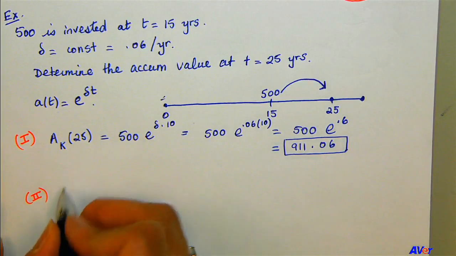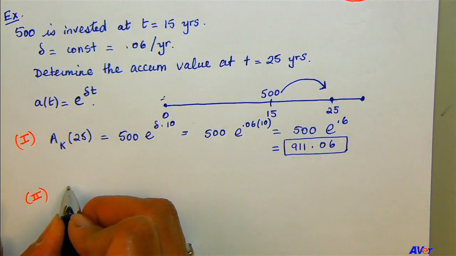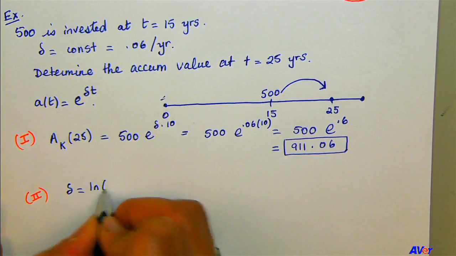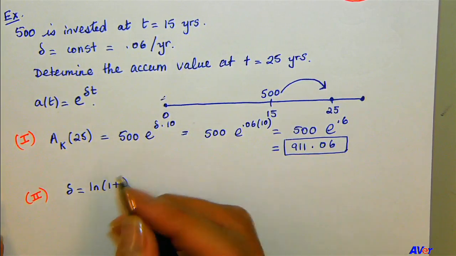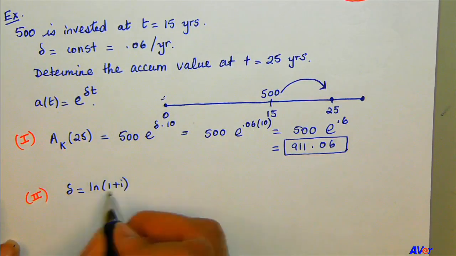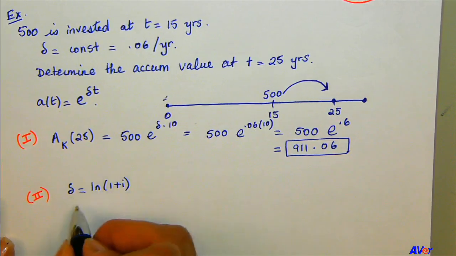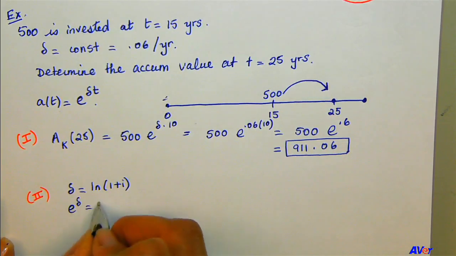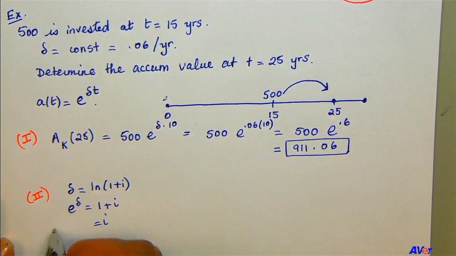So this is the only formula I know, right? Delta equals ln of 1 plus I. If I begin there, it's just one more step. Memorize this guy, right? Delta equals ln of 1 plus I. So e to the delta equals 1 plus I, and I equals e to the delta minus 1.